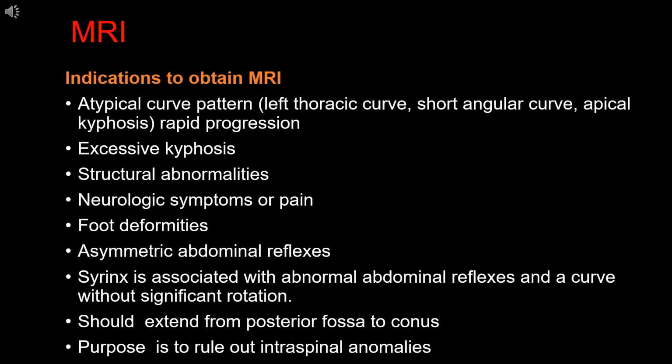Sometimes we do an MRI scan of the spine in scoliosis. The purpose is to rule out intraspinal anomalies, and it should extend from the posterior fossa to the conus. The indications are atypical curve pattern, left thoracic curve, short angular curve, apical kyphosis or a rapid progression, excessive kyphosis, structural abnormalities, neurological symptoms such as pain, foot deformities, and asymmetric abdominal reflexes. Syrinx is associated with abnormal abdominal reflexes and a curve without significant rotation.